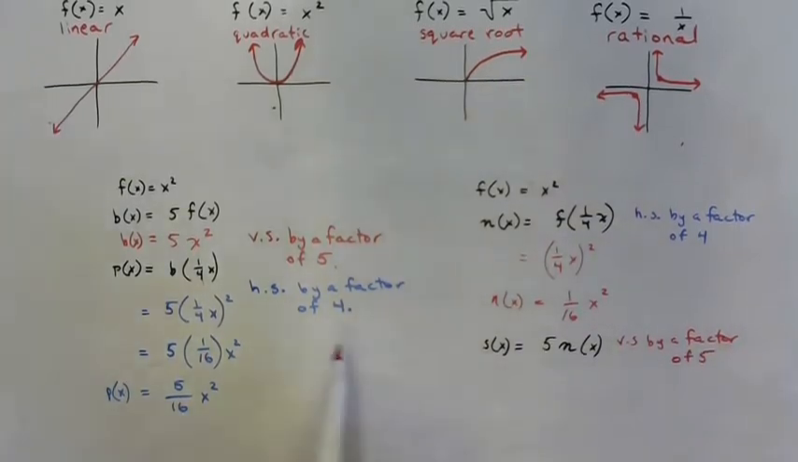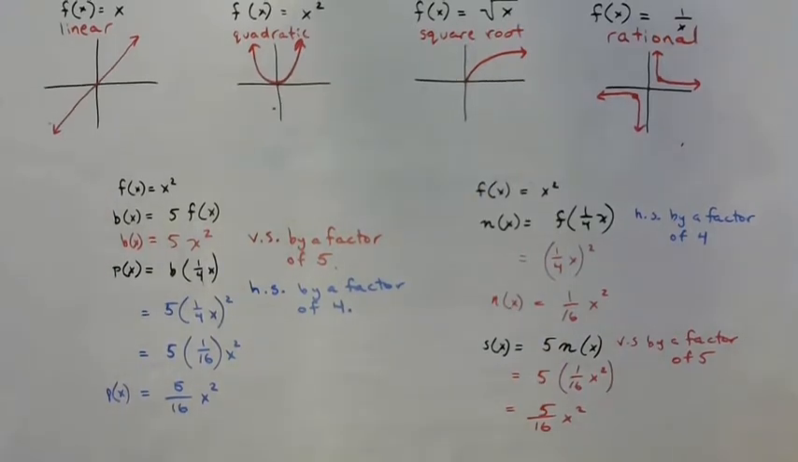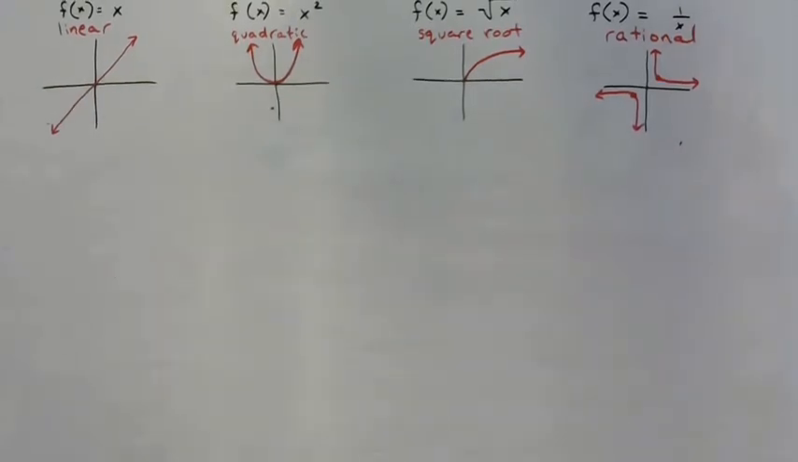Can you see how we're doing the exact same thing as the left side, just in a different order again? So I got 5 times n of x. N of x is right here. It's 1/16 x squared. Multiplication is commutative, so this is just 5/16 x squared. Did it matter which order we applied the transformations in? It did not.